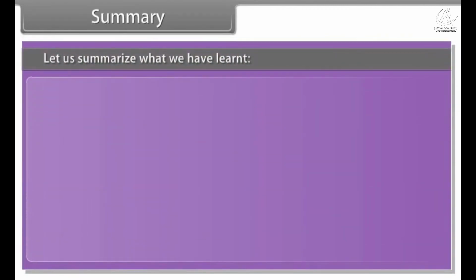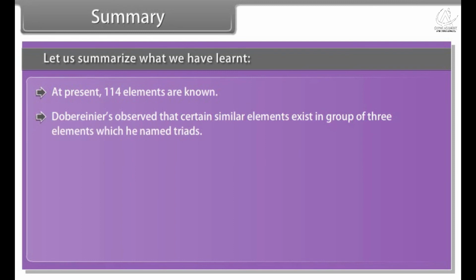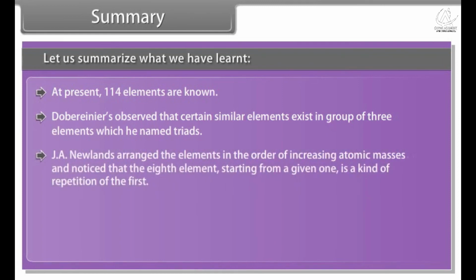Summary. Let us summarize what we have learnt. At present, 114 elements are known. Dobereiner observed that certain similar elements exist in groups of 3 elements, which he named triads. J. A. Newlands arranged the elements in the order of increasing atomic masses and noticed that the 8th element, starting from a given one, is a kind of repetition of the first.